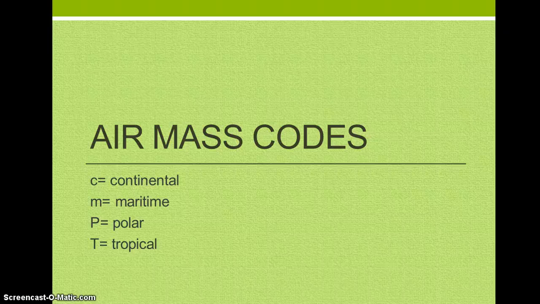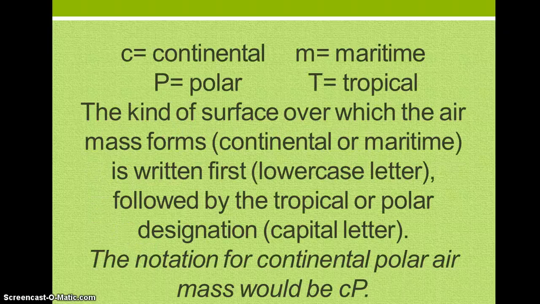These are the codes that meteorologists use. Lowercase c is continental. Lowercase m means maritime. Capital P is for polar, and capital T stands for tropical. When writing these, the kind of surface over which the air mass forms is written first in lowercase letter. Then the tropical or polar designation follows. So the notation for continental polar air mass would be lowercase c, capital P.